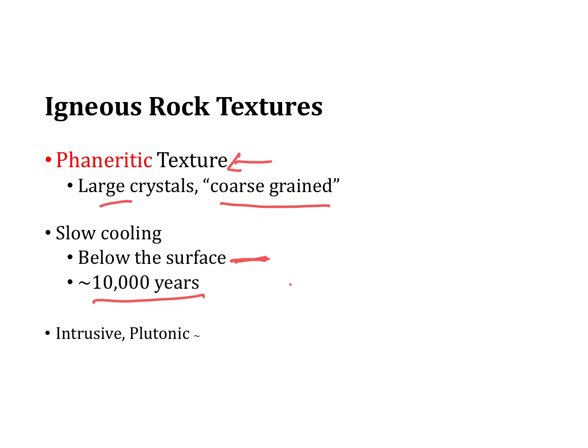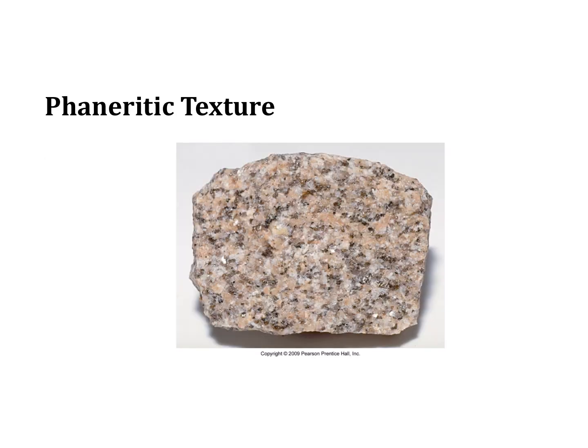So rocks that form in this way are considered intrusive and plutonic. So the phaneritic texture is associated with intrusive and plutonic. This is an example of a phaneritic texture. Again, in this case, you can see the crystals with your eye. You don't need a microscope. You can see some potassium feldspar crystals in here. You can see some white crystals. The black crystals are a little bit smaller, but you can still make them out. So all of those can be seen without a microscope.